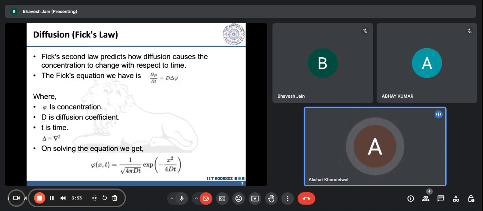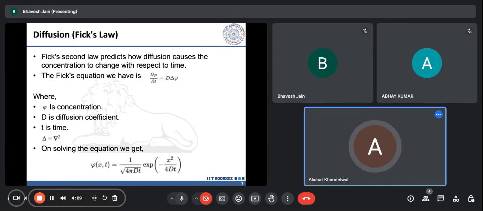Next, we have Fick's law of diffusion. You might have a question: how are we going to determine the concentration of sugar at different points in two dimensions and at different times? It is governed by Fick's second law, which predicts how diffusion will cause the concentration to change with respect to time. Fick's law is a second-order partial differential equation, where phi is concentration, D is the diffusion constant, t is time, and the delta term is the double partial derivative of concentration with respect to x.